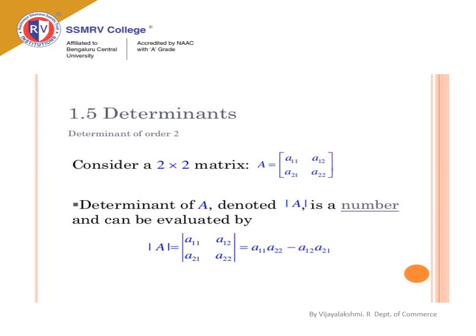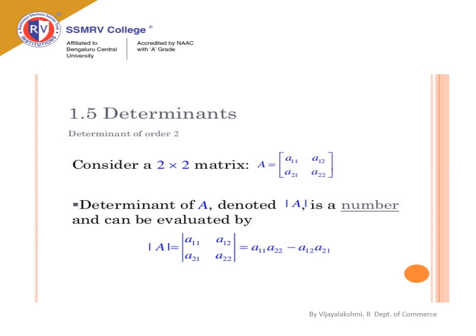Now we are into the problem aspect, determinants of order two. If you are given the matrix A, which is of order 2 into 2, A is equal to A11, A12, A21, A22. A11 indicates the element of first row and first column. A12 indicates the element of first row, second column. A21 indicates the element of second row, first column. A22 indicates the element of second row, second column.